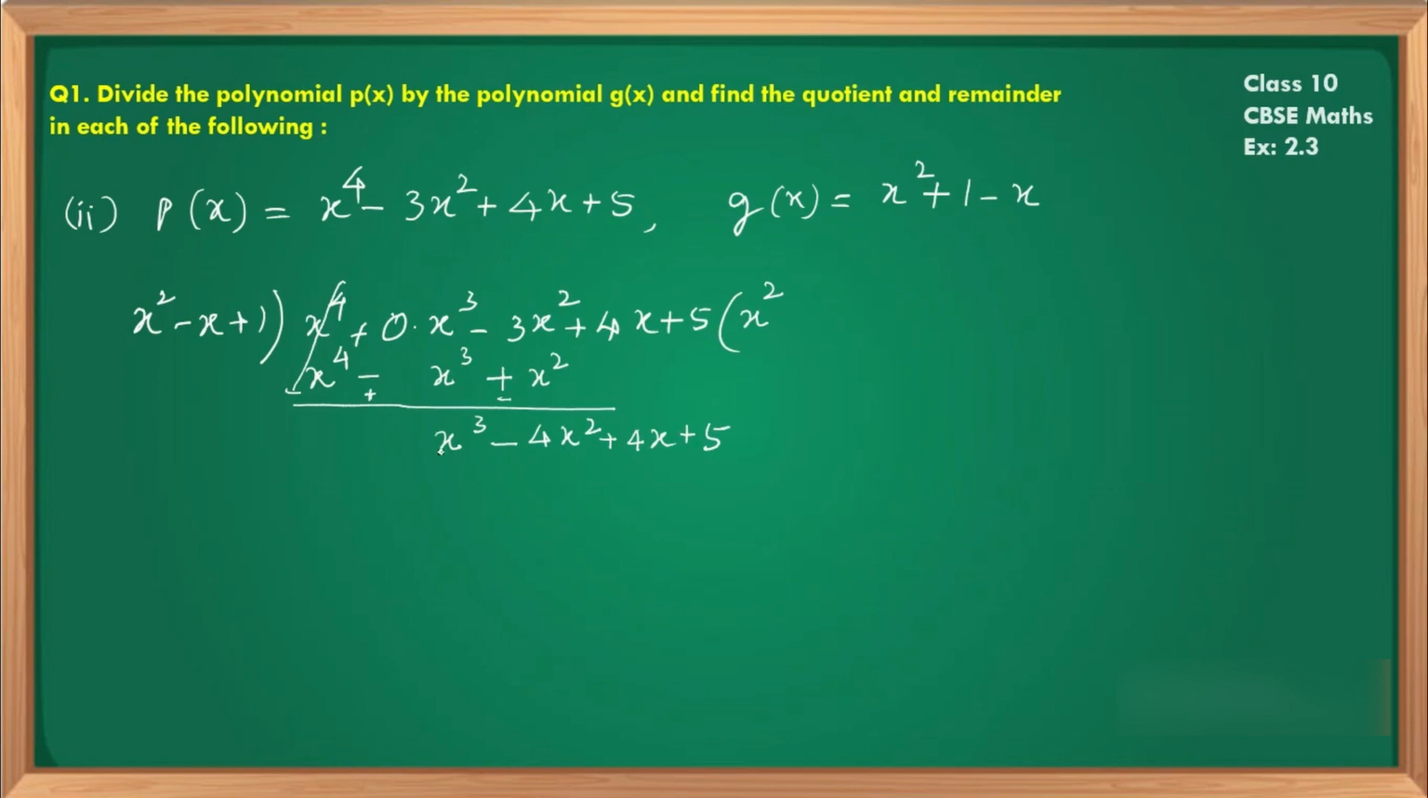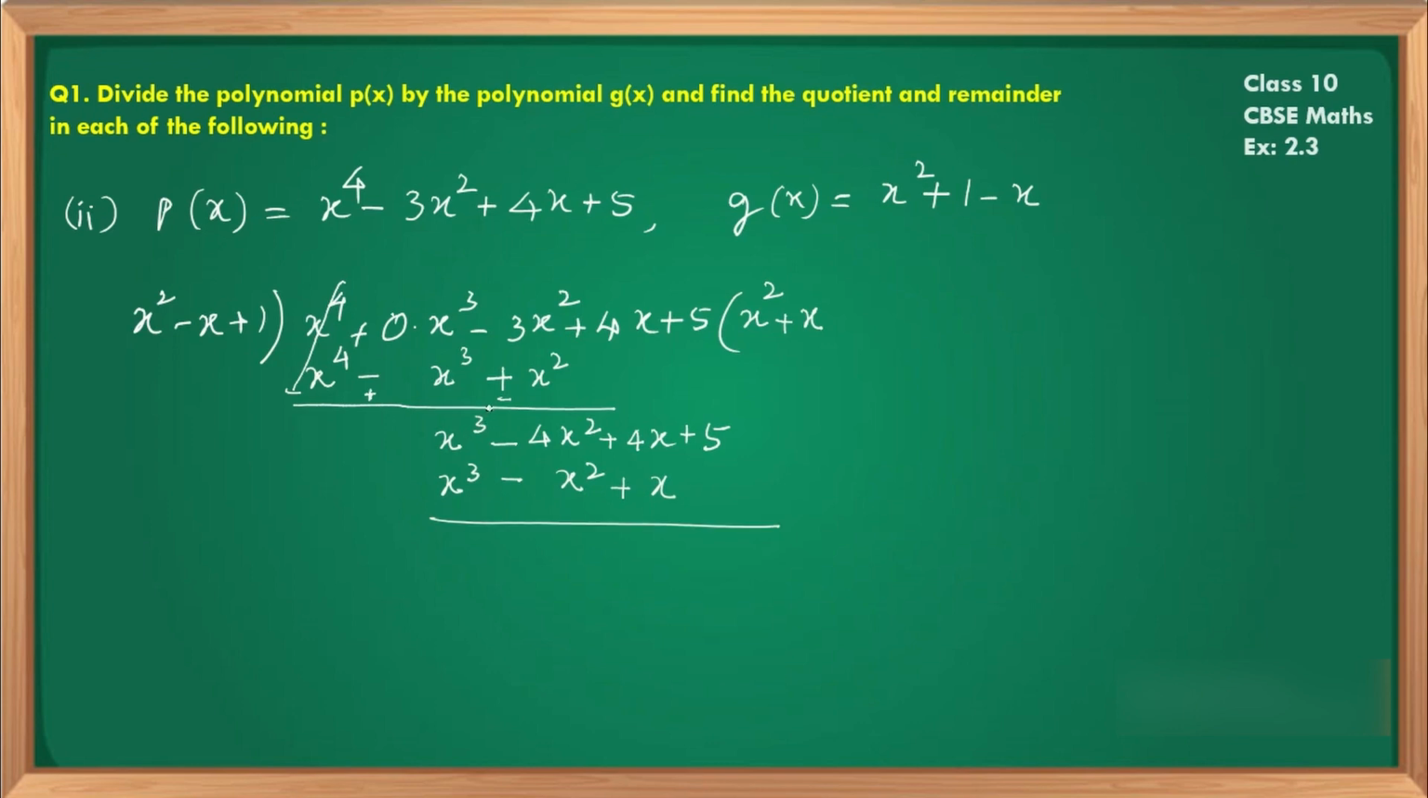Now to get x cube, you need to multiply with plus x square, and x square times x becomes x cube. Plus x and minus x becomes minus x square. x into 1 becomes x, that is plus x.